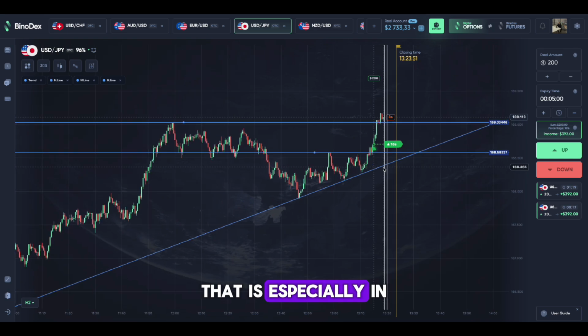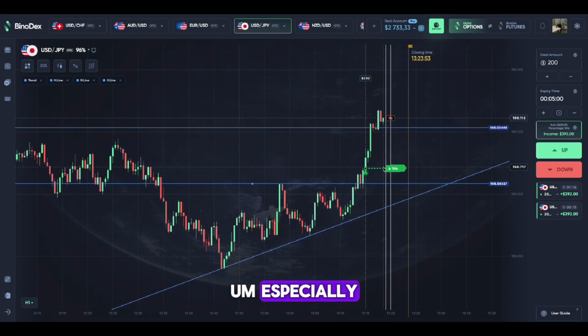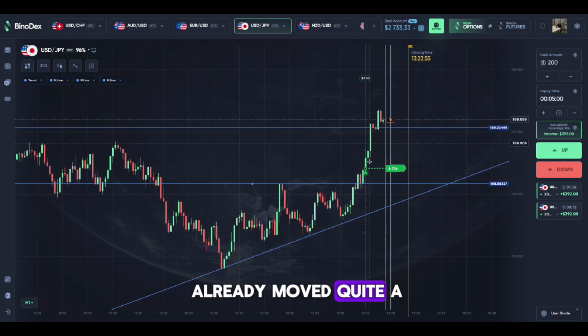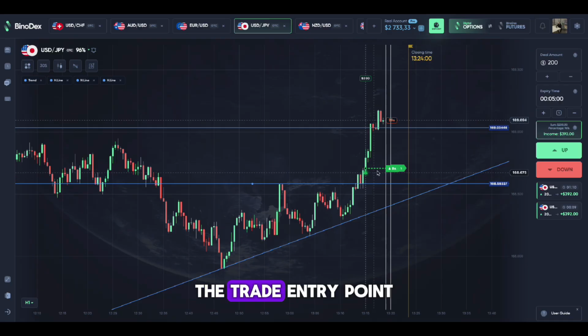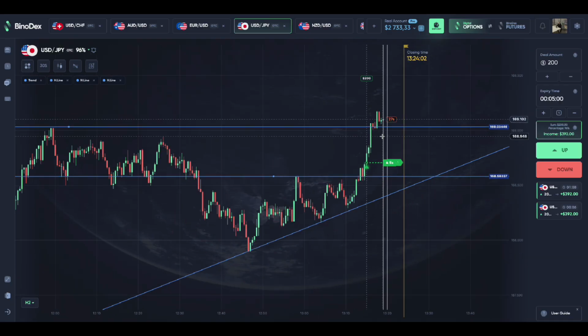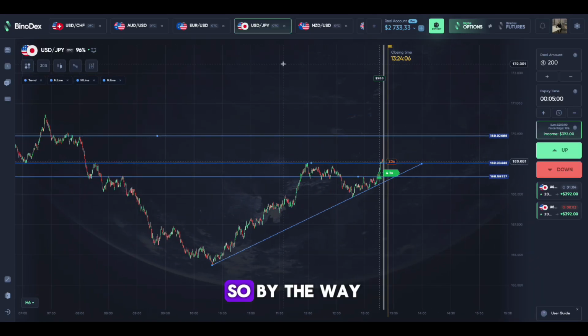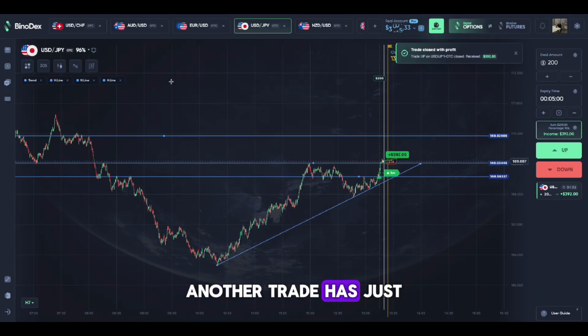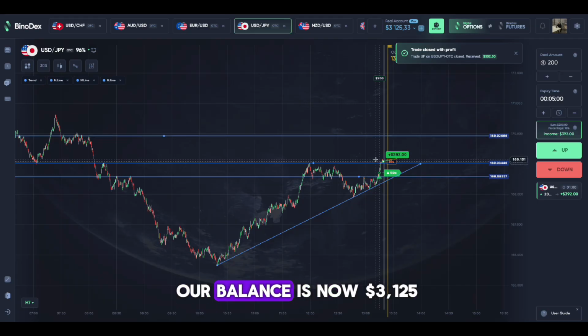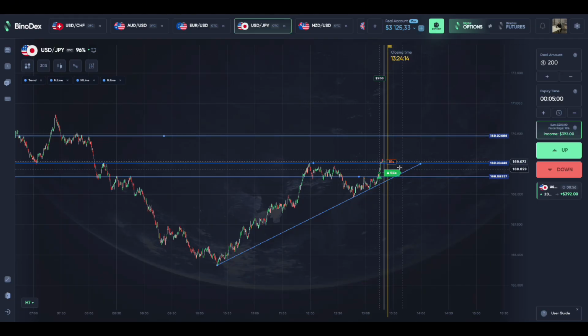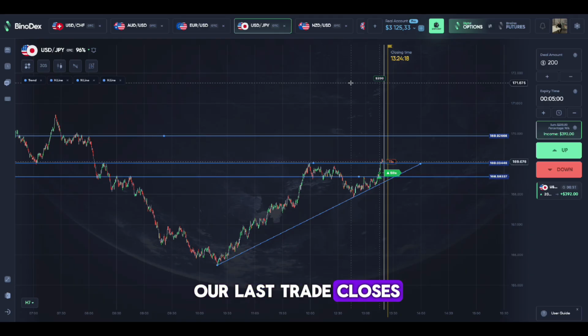That is, especially since the price has already moved quite a significant distance away from our initial entry point, the trade entry point we established. And I think the situation here is already completely settled. So, by the way, another trade has just closed in profit and our balance is now $3,125. Alright, and there's just about 1 minute left until our last trade closes.